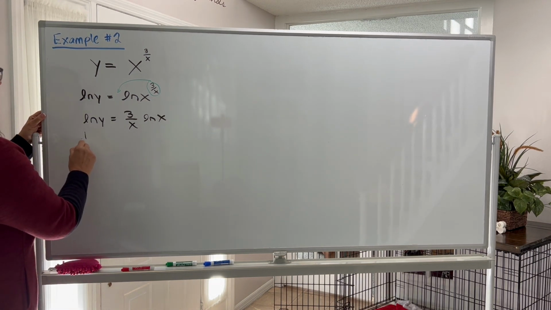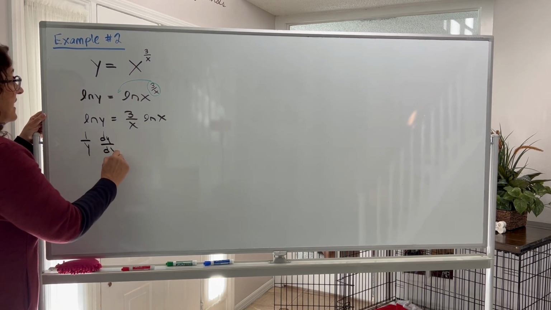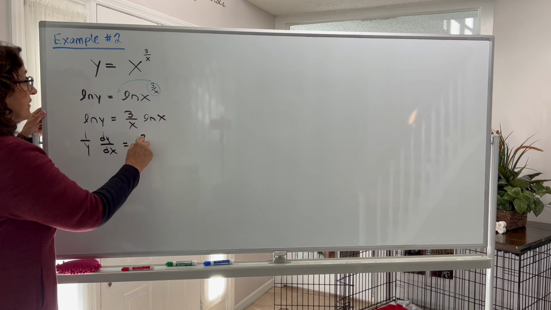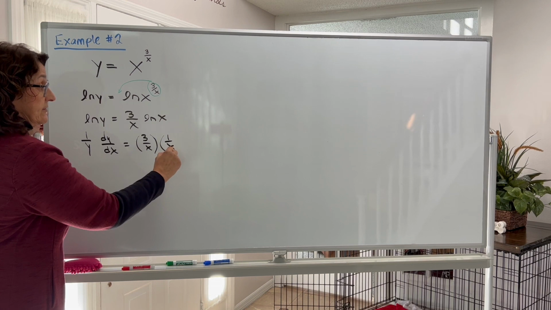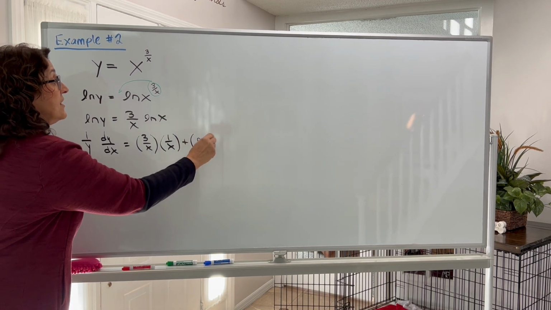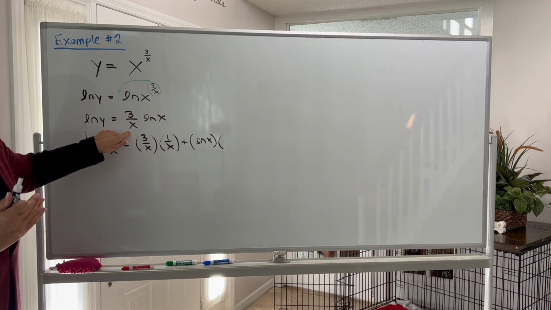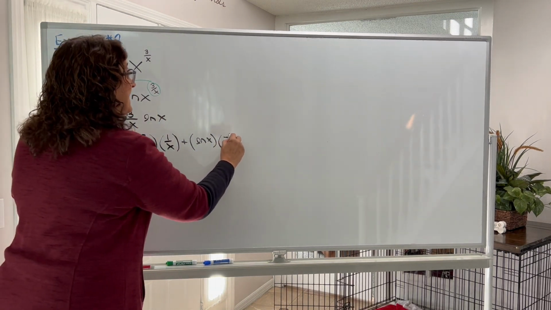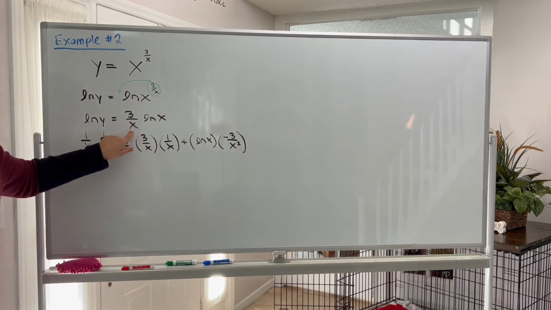Left side gives us 1 over y, u prime over u, times dy dx. And on the right-hand side, we have to use the product rule. We take the first function, 3 over x, times the derivative of ln x, which is 1 over x, plus the second function, natural log x, multiplied by the derivative of 3 over x. What's the derivative of 3 over x? That's 3x to the negative 1 power. Using the power rule, you get negative 3 over x squared.